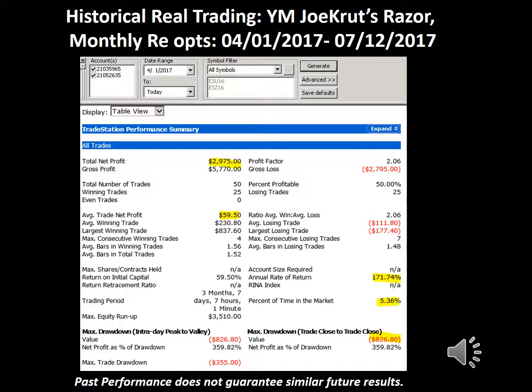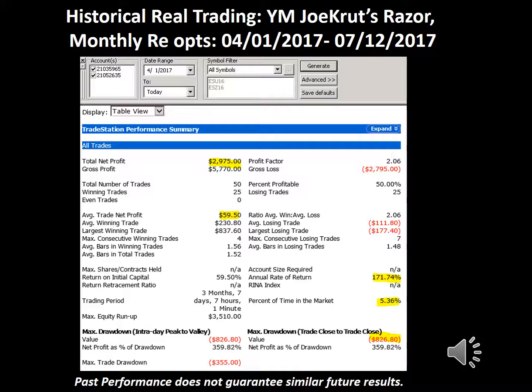50% of the trades were profitable. There were 50 trades. We're up $29.75 after slip and commission. The average trade size was $59.50. Average winners $230. Average losers only $111. The drawdown's $826. Annual rate of return using a $5,000 account, 171% on the money, and it's only in the market 5.36%. I'm staying with it just the way it is. I think it's doing fine.